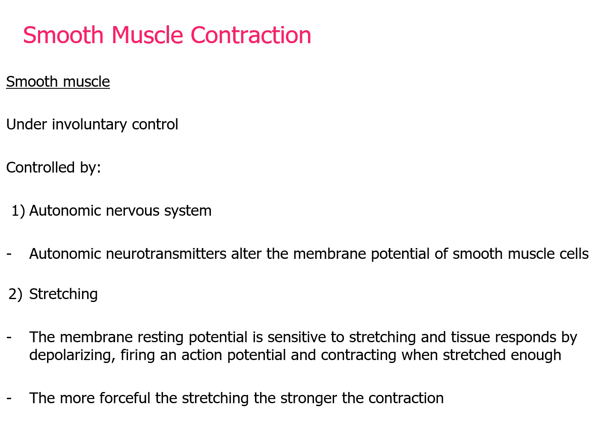Now, smooth muscle can contract, but it's not under voluntary control like skeletal muscle. It's controlled by the autonomic nervous system, so it's involuntary tissue. It gets activated by the autonomic nervous system, either the sympathetic or parasympathetic division. So stimulation by neurotransmitter will alter membrane potential and allow for contraction or relaxation of smooth muscle.